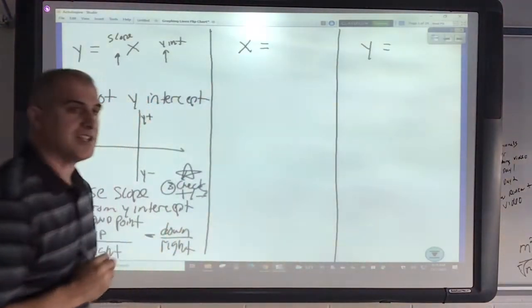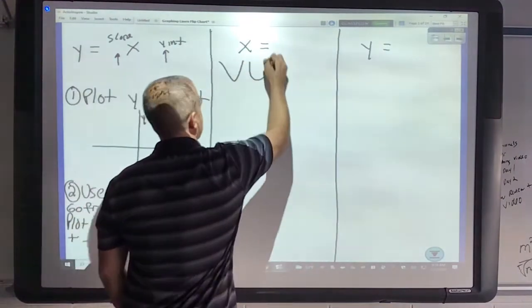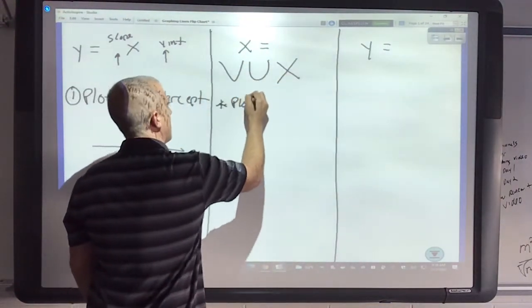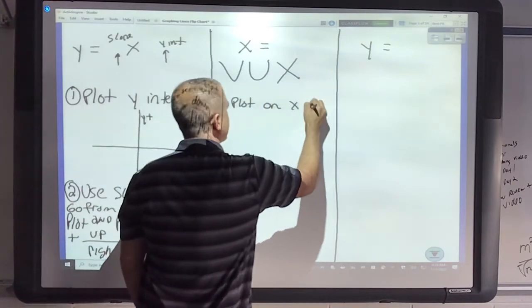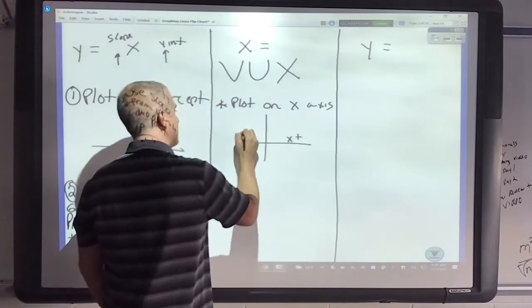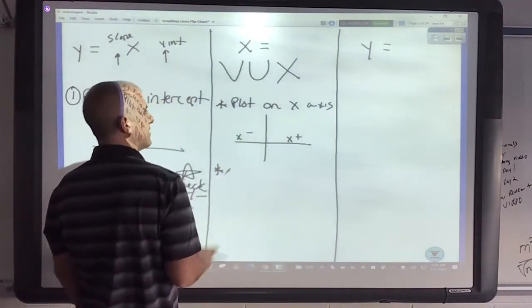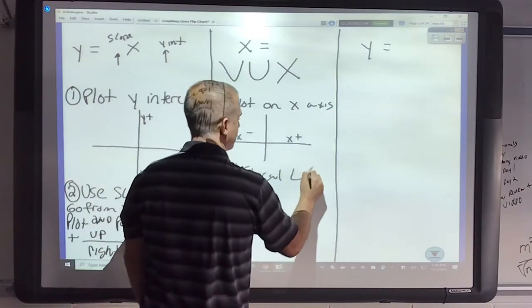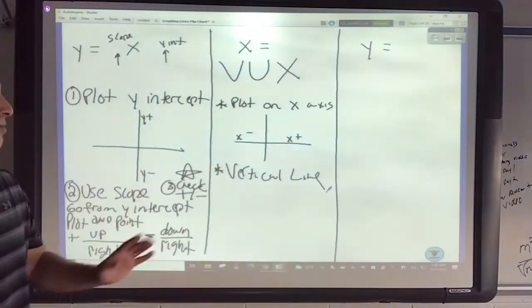Now, the other ones are very easy. We've talked about the x equals. That is the bucks. So what you do, very simply, is plot on the x-axis. And remember, this is x positive, this is x negative, and then very simply, because it's bucks, you make a vertical line. That's all you have to do, okay?